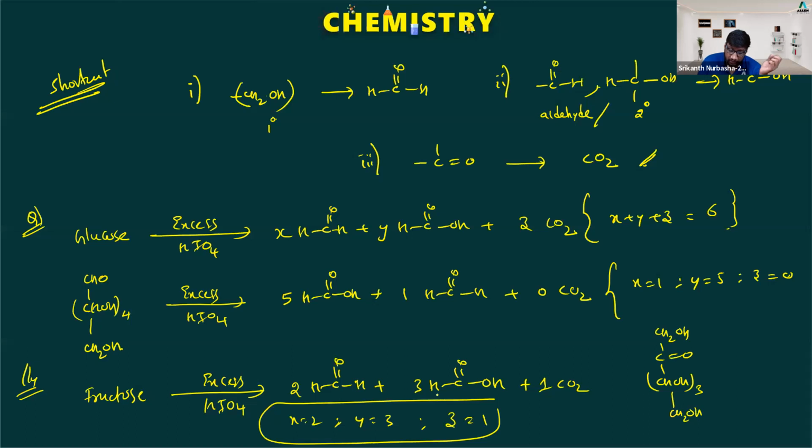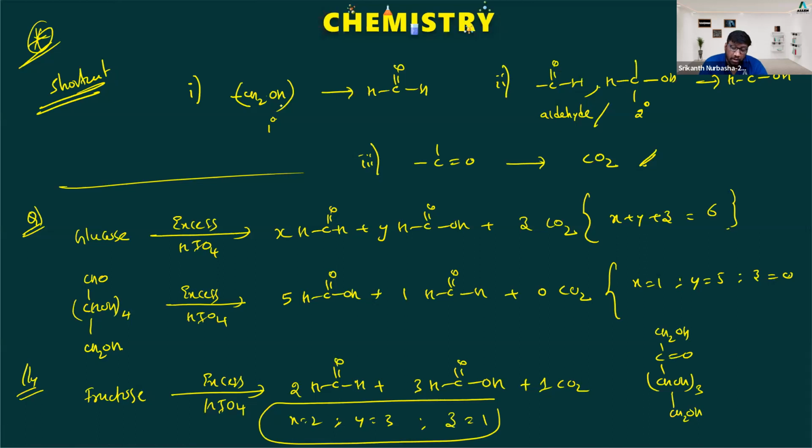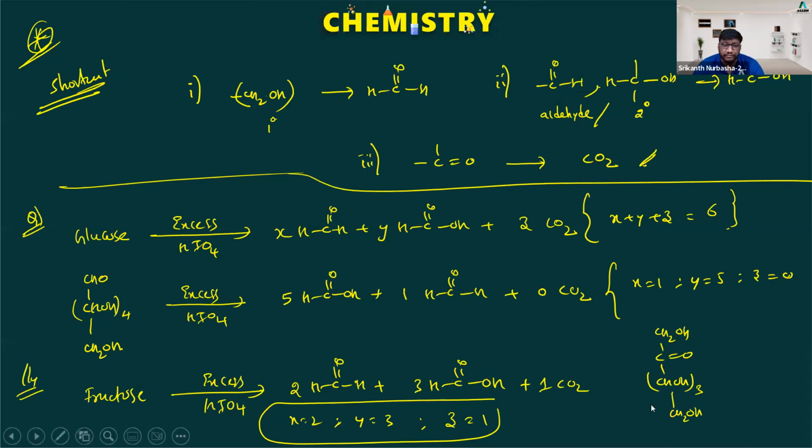They won't be asking only the value of X plus Y plus Z. They can ask XY by Z, XZ by Y, different questions can be framed. Understood this question or not? HIO4 treatment, and that was the mechanism discussed in the previous slide. We get a 5-member ring, the bond cleavage occurs in this fashion, and the shortcut is: the primary alcoholic group will form formaldehyde, the aldehyde group or secondary alcoholic group will form formic acid, and the ketonic group will form carbon dioxide. Right, students?